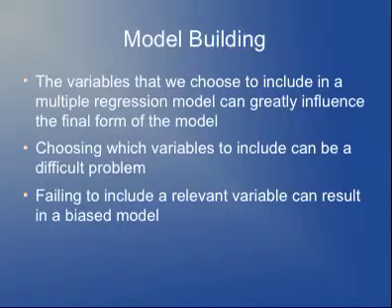The variables that you include in a multivariable regression model can have a big effect on the final form of the model, and trying to decide which variables to include can be a tricky problem. If there's a relevant variable that you forget to include in the model, you can get a biased model and your coefficients can have weird signs.